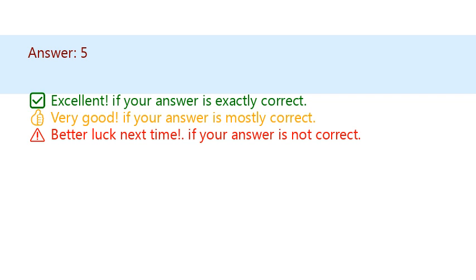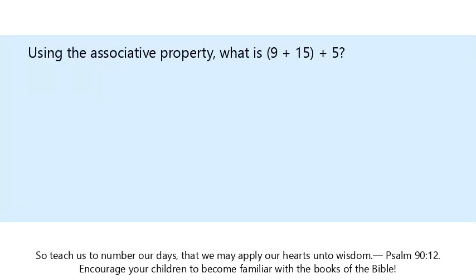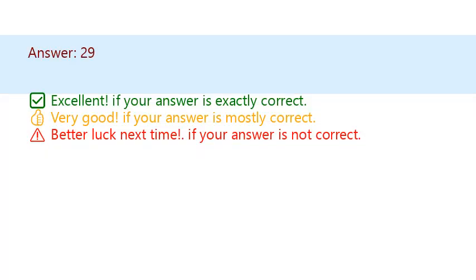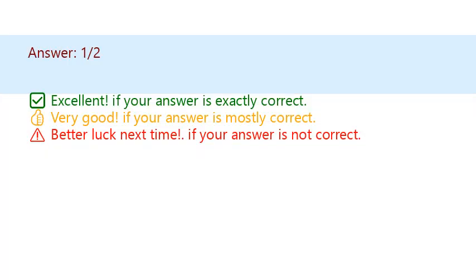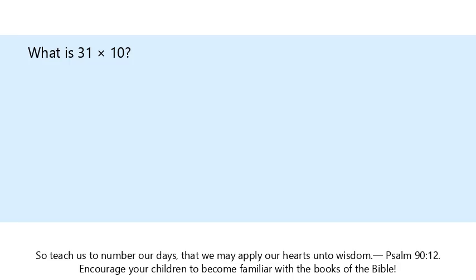Answer, 5. Using the associative property, what is (9 + 15) + 5? Answer, 29. If you cut a rectangle into 2 equal parts, what do you call one part? Answer, 1/2. What is 31 times 10?